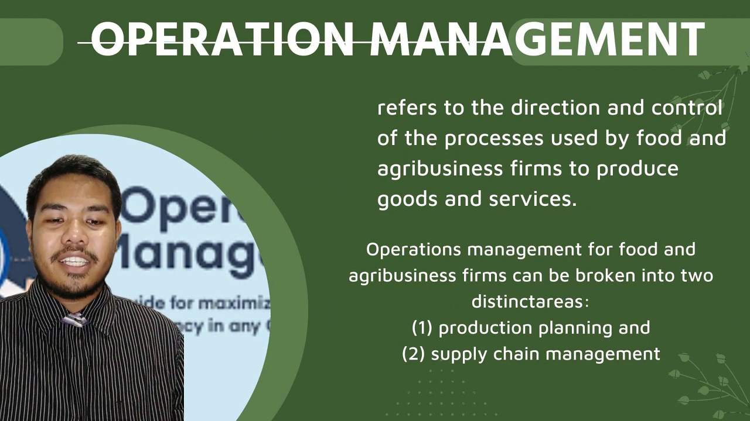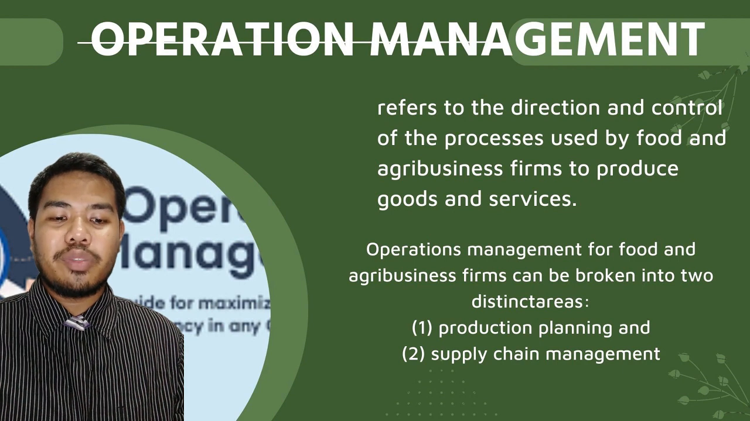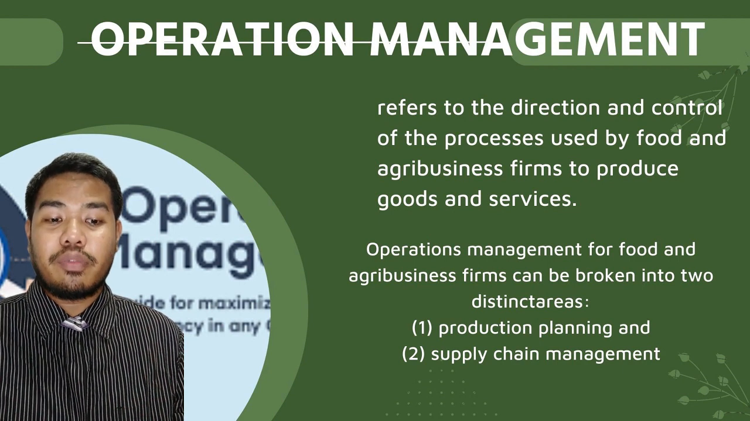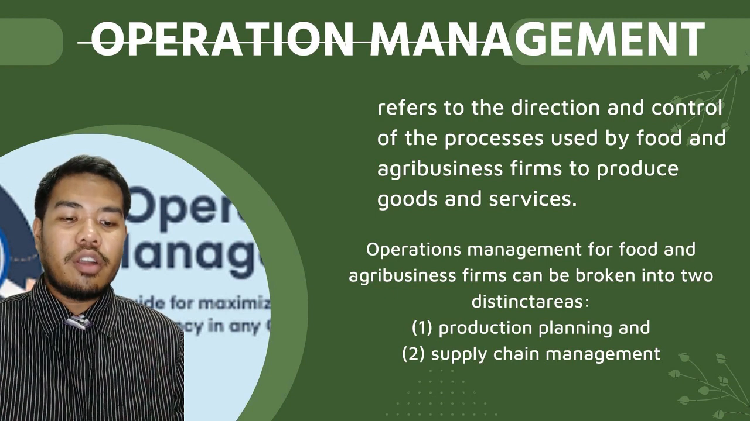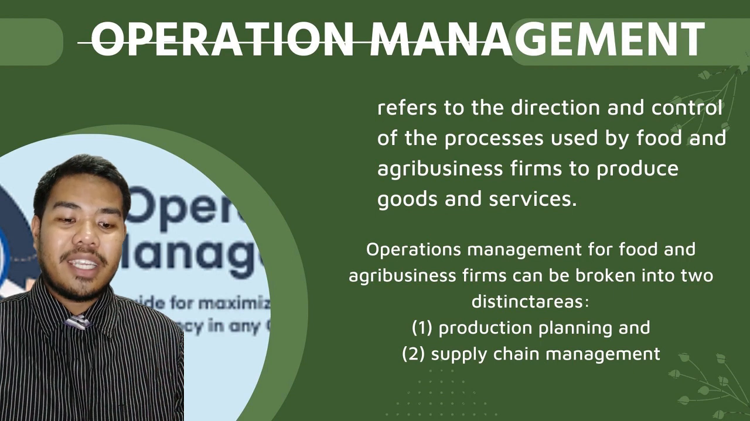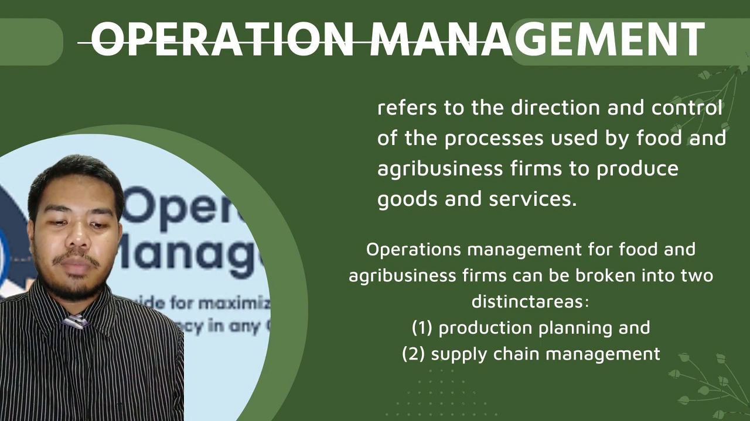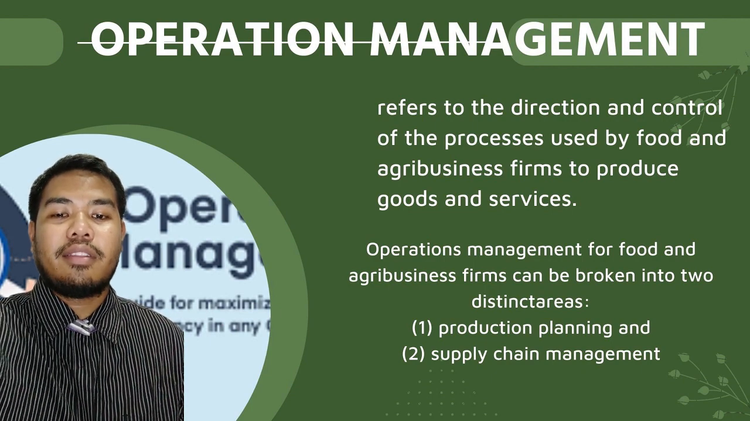And now let us discuss what is operation management. Operation management refers to the direction and control of the process used by food and agribusiness firms to produce goods and services. Operation management for food and agribusiness firms can be broken into two distinct areas. First, we have the production planning, and the second one we have the supply chain management.